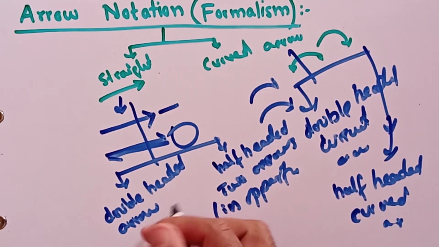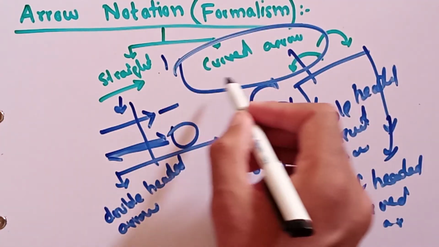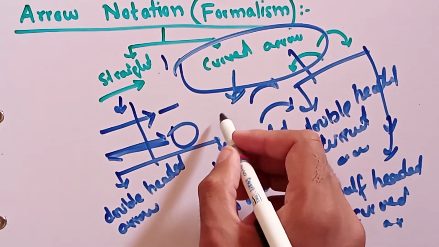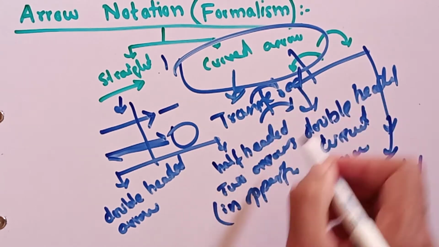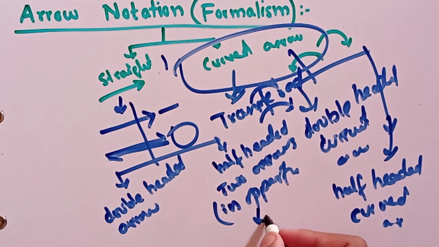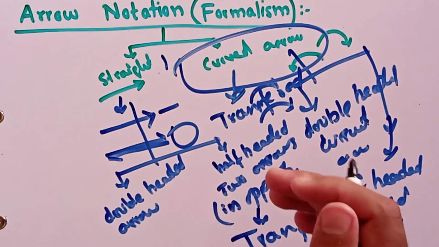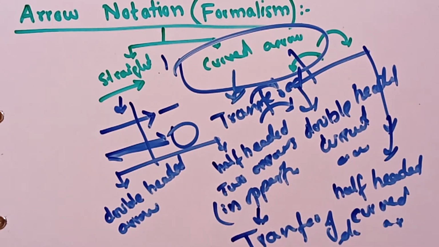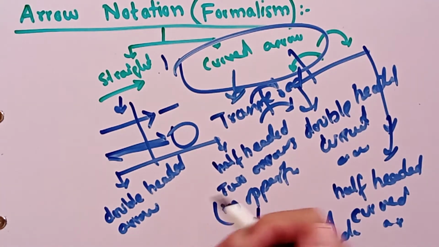What is their meaning? The half headed curved arrow is only used for the transfer of electrons. It always shows us how the electron transfer occurs. The curved arrow is used for the transfer of electrons. It shows us in which direction the electrons are going, or in which direction electrons will go. So these just show the notation of the direction of electrons, that is, in which direction electrons are moving.